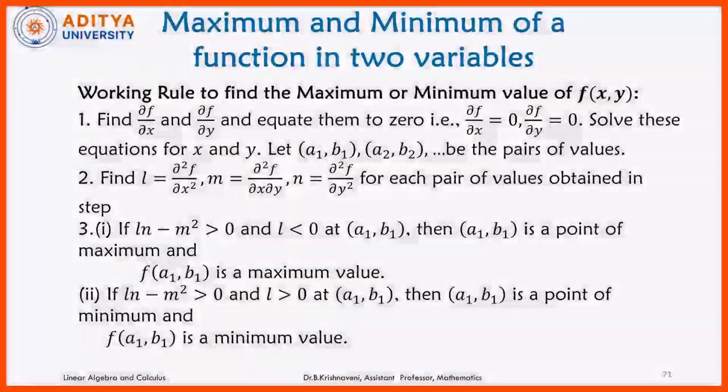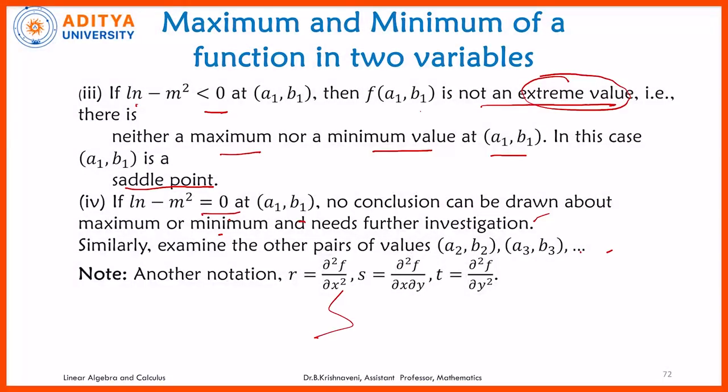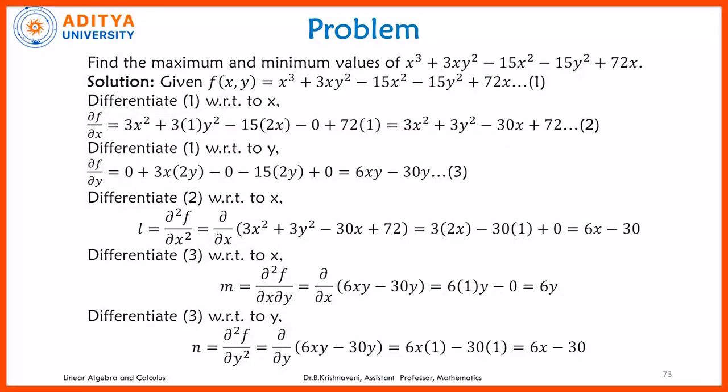So here we need to know the notation for L, M, N, and from that we draw the conclusions. Similarly, the same notation can also be replaced with R, S, T. That is, R is ∂²f/∂x², S is ∂²f/∂x∂y, and T is ∂²f/∂y².